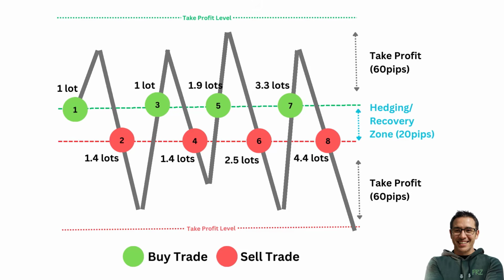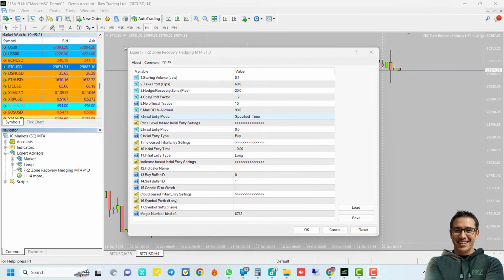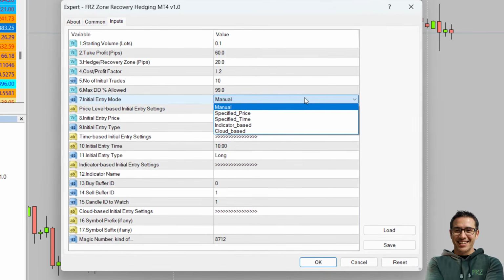In our EA, you have 5 options to set the initial entry. First, you get a manual entry method where you use the trading buttons on the screen to enter your initial trade. Then you have a specified price entry where you can set a specified price to enter the initial trade. Then you have a specified time entry where you can set a specified time to enter the initial trade. For instance, you can set the London open time as the initial trade entry time.